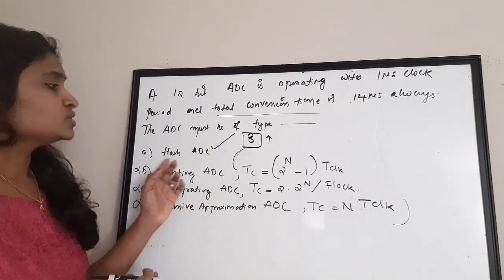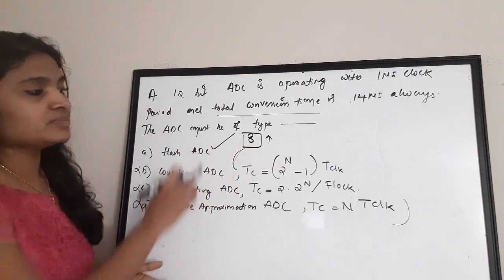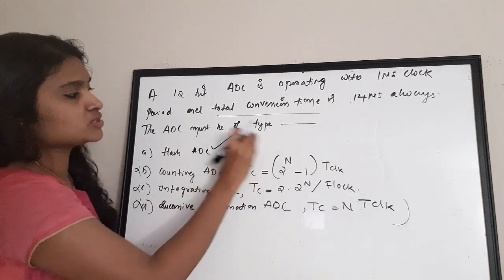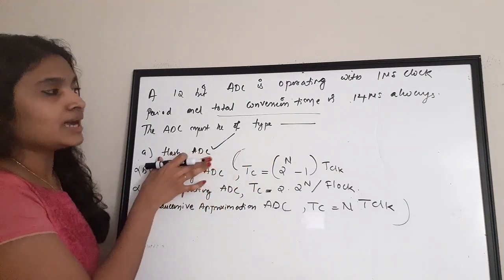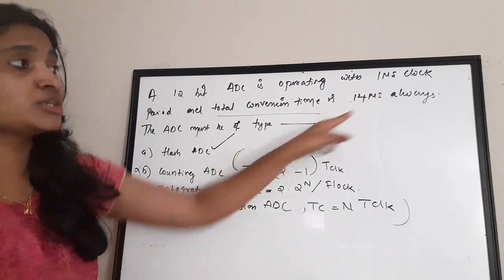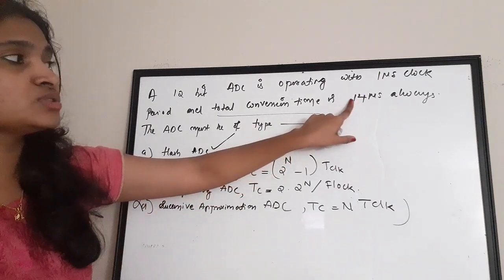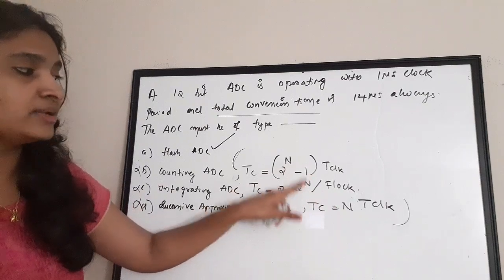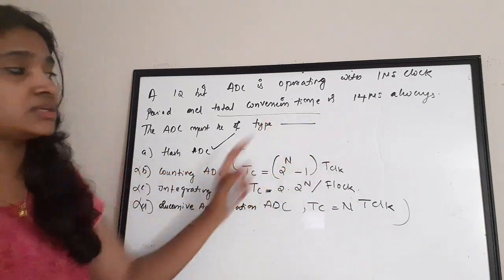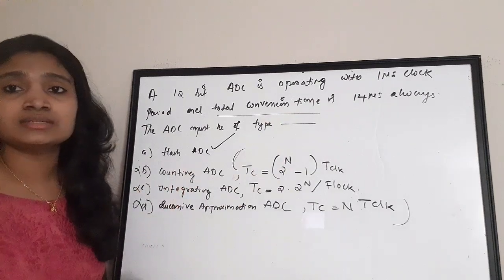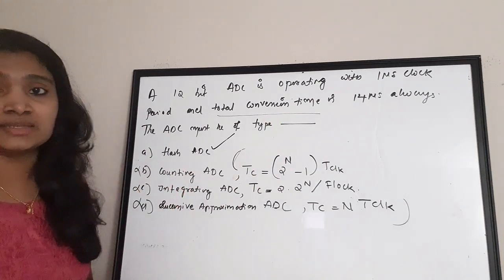Okay, so the conversion time will increase as the size or bits of the ADC grows beyond 8. So for this question, from these options, the correct answer has to be flash ADC, since the conversion time is not 12 and also not these other answers. When you calculate by applying these equations, you won't get 14 microseconds. Okay, so the correct answer for this question is A, which is flash ADC.